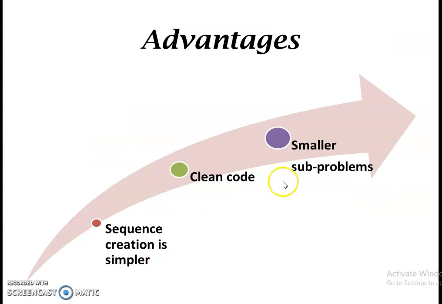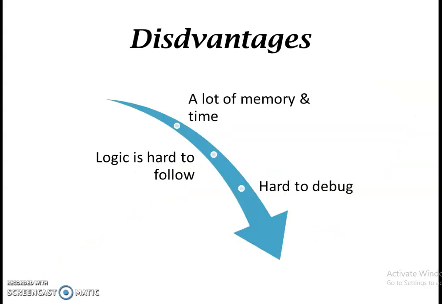So these are the advantages of recursion. As we have seen, we have smaller subproblems, we have clean code, and sequence creation is simpler. When we talk about the disadvantages, we have a logic that is hard to follow, that recursion logic is hard to debug, and it takes lot of memory and time, right?